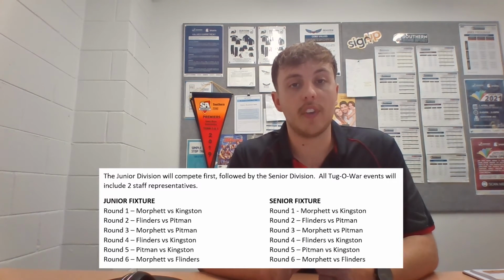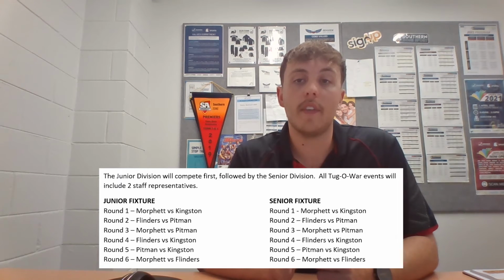Alrighty, so at 2:10 lunch will be finished and students need to make their way back to meeting area 1 and sit in their designated zone like they did at the beginning of the day. From here we will start our tug of war events, so the junior division will compete first and then followed by the seniors. All tug of war events will include 2 staff representatives as well.